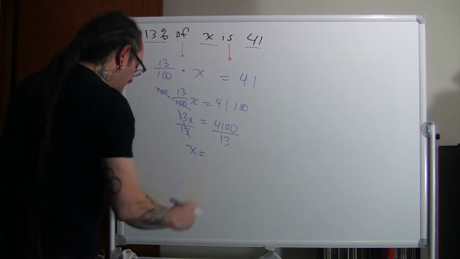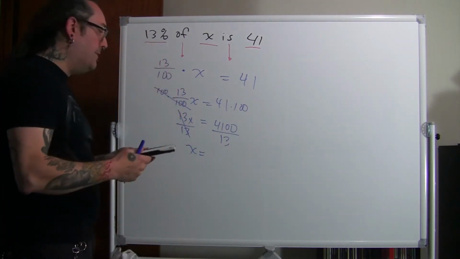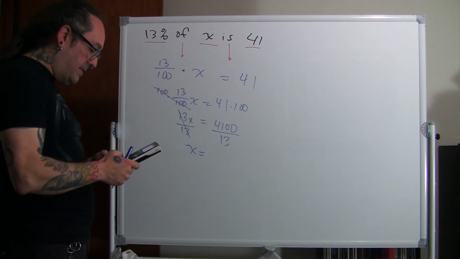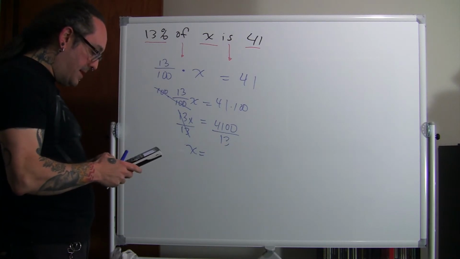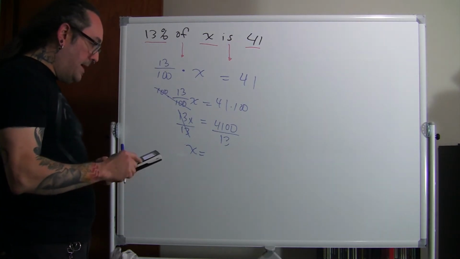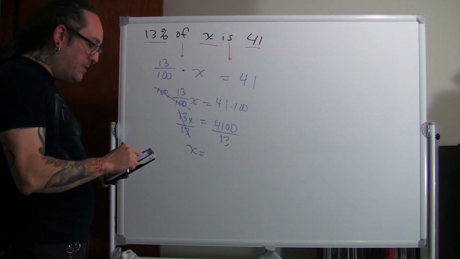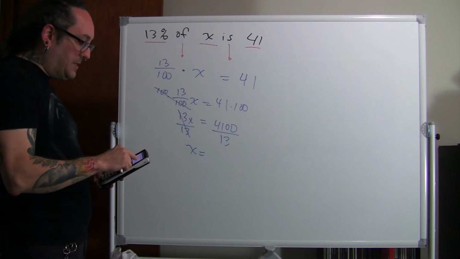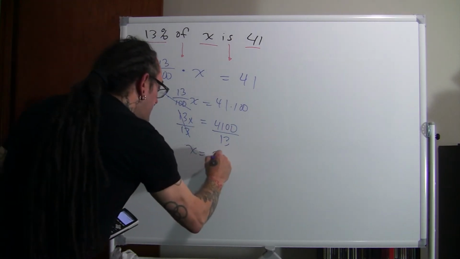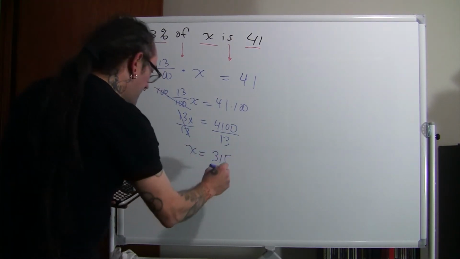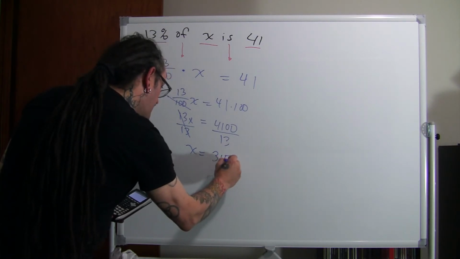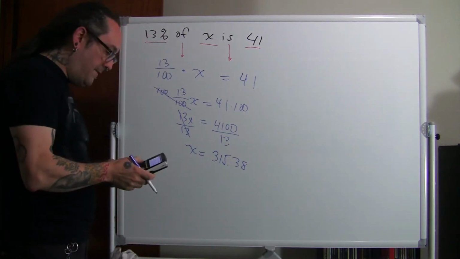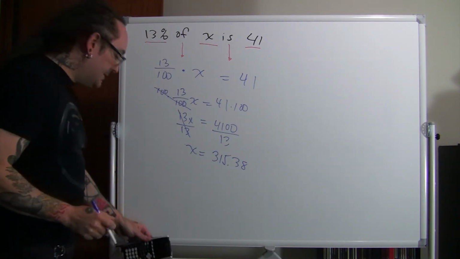I get x equals, and the magic calculator is going to tell me what? 4100 divided by 13. This number is 315 point blah, blah, blah, a little bit of a long decimal, but I'm just going to take it to 2 places. This is 315.38. Okay, fair enough.